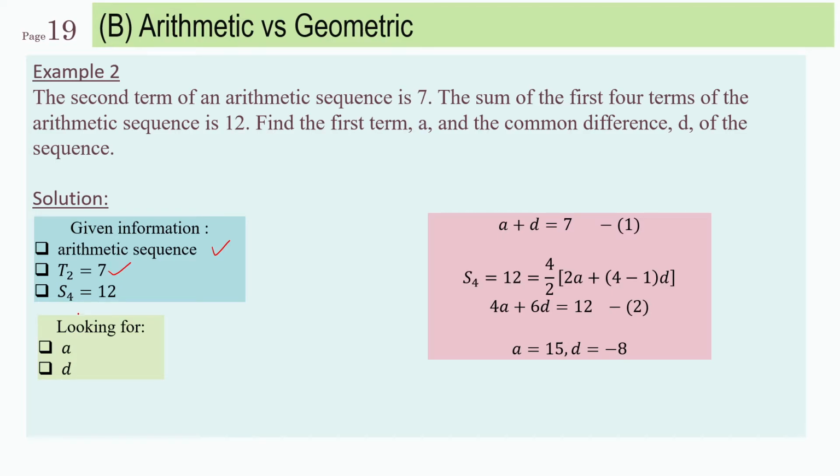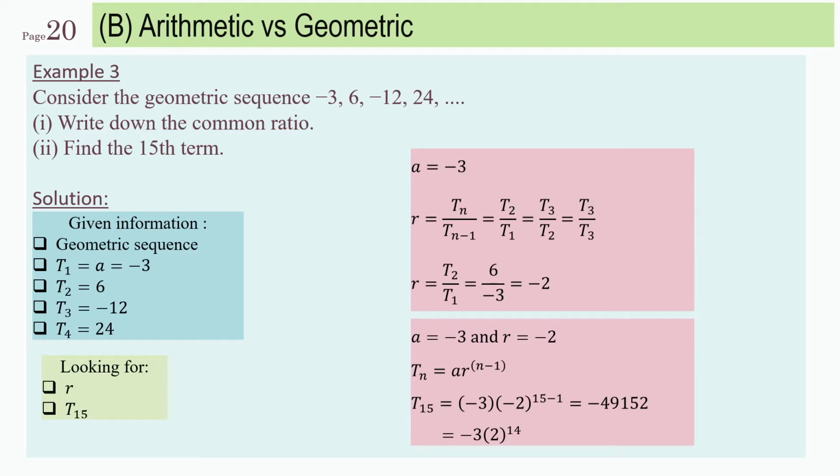So what we need to do is, because it is arithmetic, I have the general term Tn equals A plus (n minus 1)D, and Sn equals n over 2 times (2A plus (n minus 1)D). For Tn, the first one, you substitute n equals 2. For the second one, you substitute n as 4. Then I form 2 different equations, and I key it into the calculator to solve this simultaneous equation. So I get my A is 15, my D equals negative 8. And then we look at example 3.